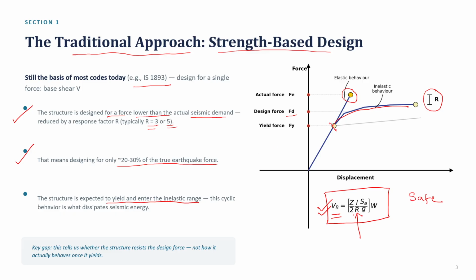So this is the yield, and beyond this yield is the inelastic phase, and before it is the elastic phase. Before yielding it is elastic, after yielding it is inelastic range, and we want our structure to yield because when our structure yields, the inelastic cyclic behavior is what dissipates the seismic energy, and in elastic behavior it doesn't dissipate much energy, it's non-cyclic. So when our structure enters into the inelastic phase, then it dissipates more seismic energy.